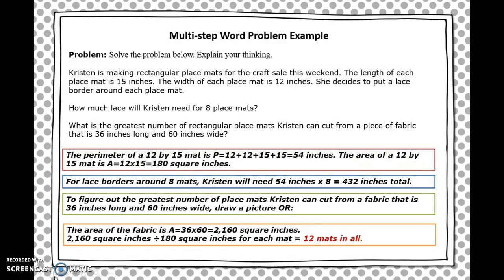Then, in order to find out how many of the mats can be made, we would divide 2,160 square inches by 180 square inches for each mat, and we get an answer of 12 mats in all. Phew, that was a lot of steps and a lot of thinking.